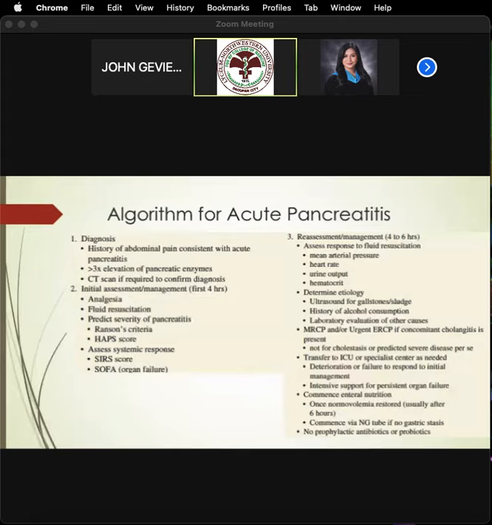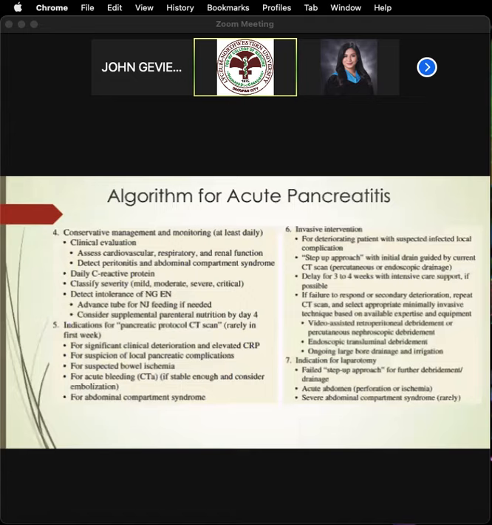Then, this is also a common mistake of clinicians. There should be no prophylactic antibiotics or probiotics. Okay? But once you have established the presence of infection already, you could give your antibiotics. But there's no prophylactic antibiotics in pancreatitis.